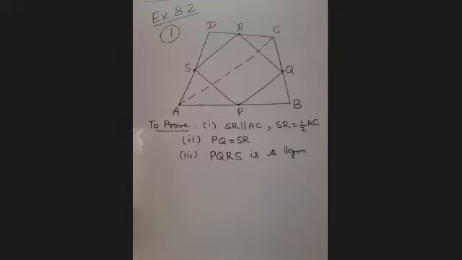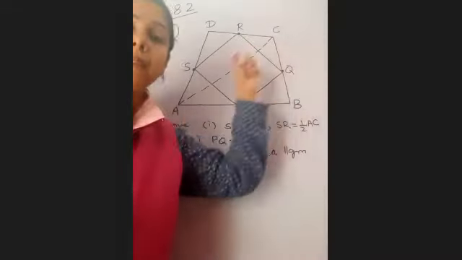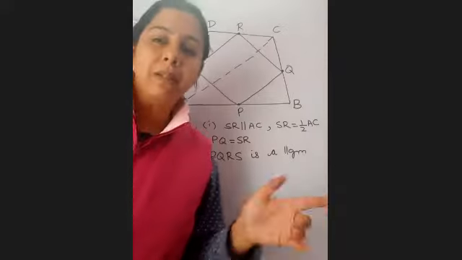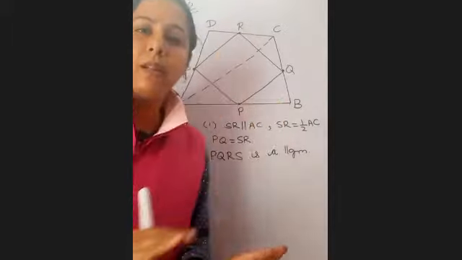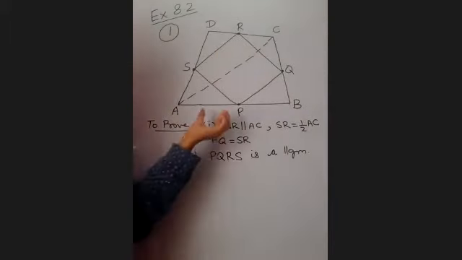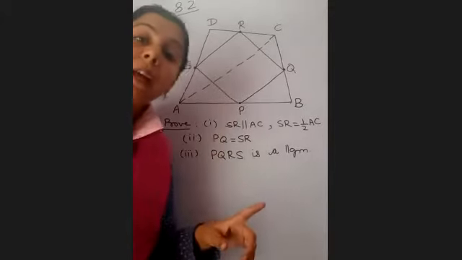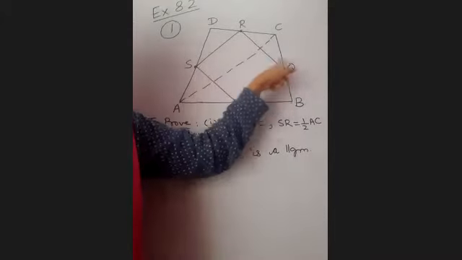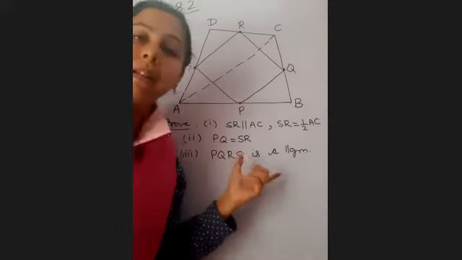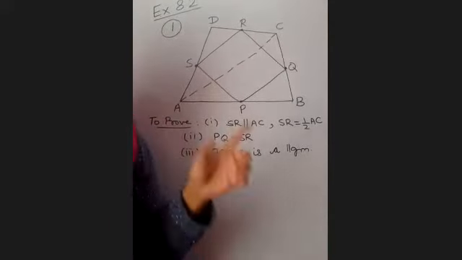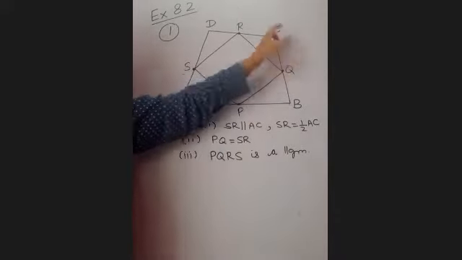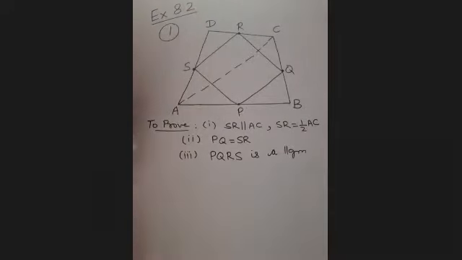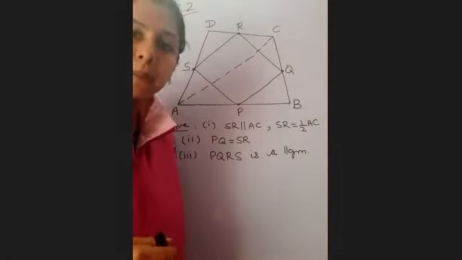Yes, children. We are given that ABCD is a general quadrilateral. General quadrilateral means it is neither a square, rectangle, parallelogram, trapezium, anything. We are just given ABCD as a general quadrilateral. Then we are given that P, Q, R, S are respectively the midpoints of AB, BC, CD, and DA. We have got to prove the following three things.